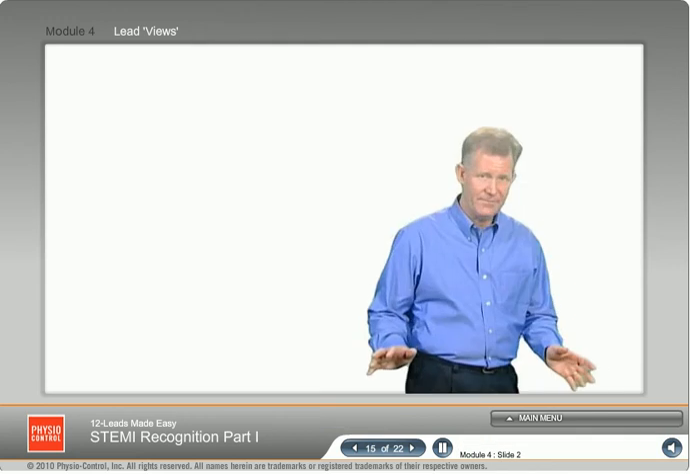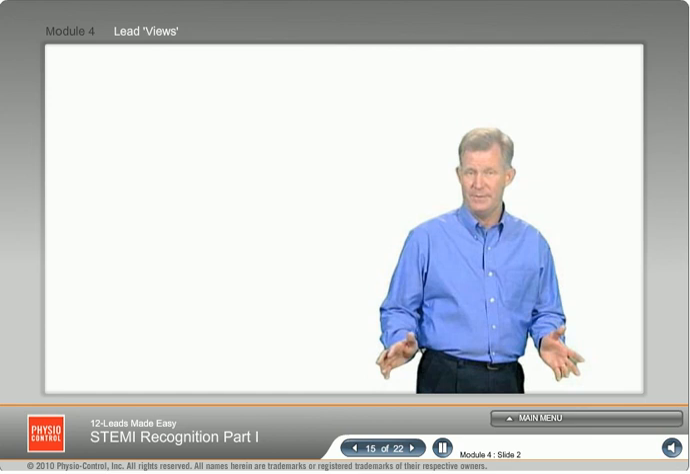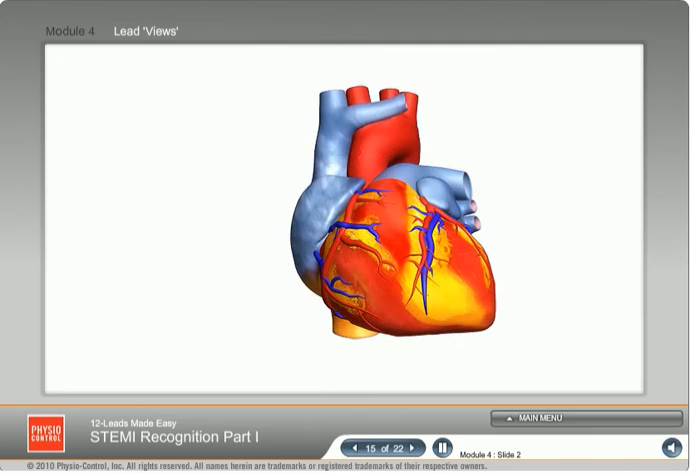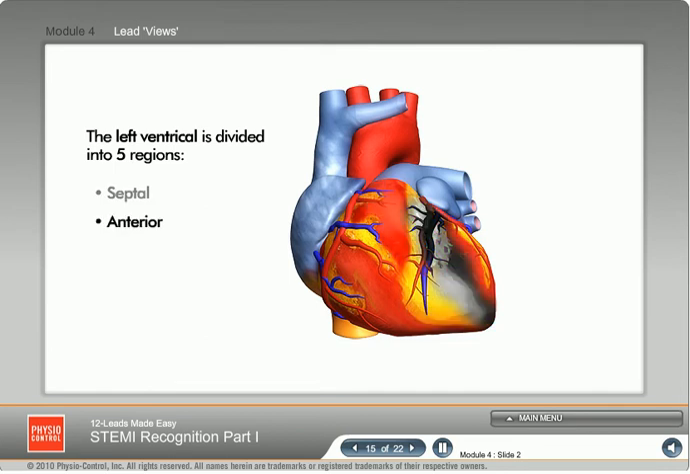The heart is not oriented vertically in the chest. Rather, it's positioned as shown here. The left ventricle is cone-shaped and rests on the diaphragm. Specific regions of the left ventricle can be identified. By convention, the left ventricle is divided into 5 regions: septal, anterior, lateral, inferior, and posterior.